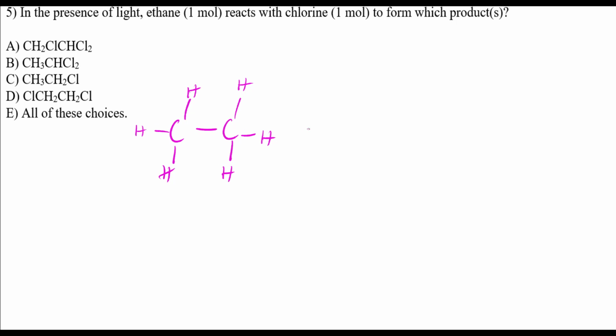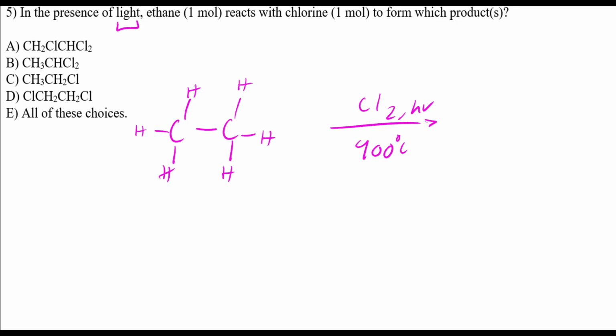And we're reacting it with chlorine, and let's say it's at 400 degrees Celsius. And we're reacting with light as well, because it has the presence of light. So hv. Again, it's easier when you ignore the moles.